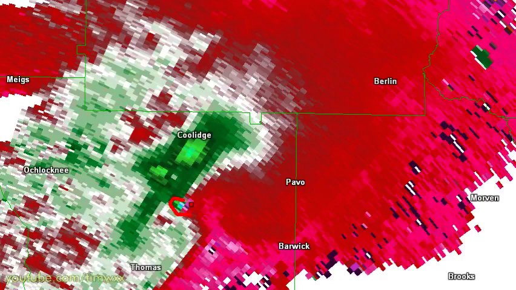And then there's the signature right here. That could be a tornado. Let me zoom in on that. So that's kind of a suspect area. What I can do is I can go up to a higher tilt and look for consistency.